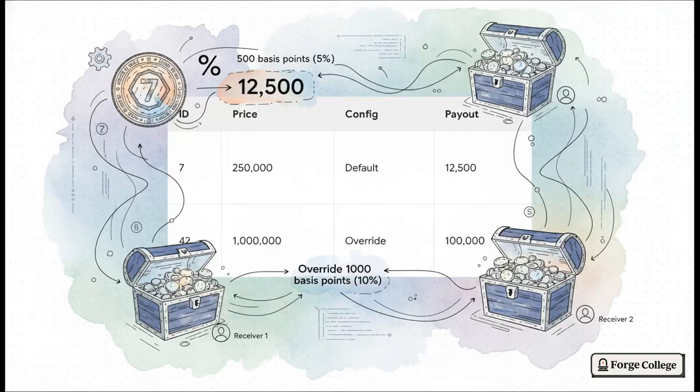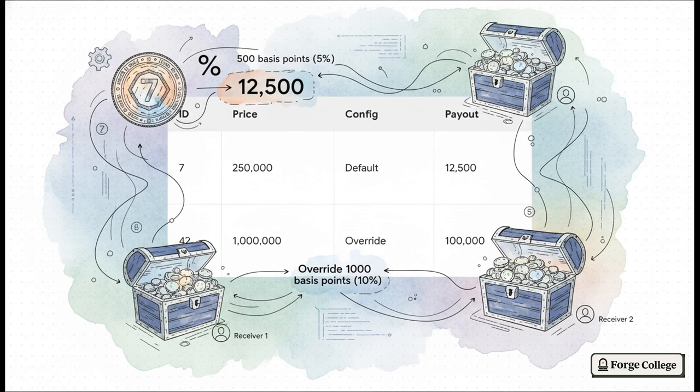Let's look at what those tests should actually output. On the top row, we have token ID 7 selling for $250,000. It's using the default 500 basis points, which is 5%, so we get an expected payout of exactly $12,500, going directly to receiver 1. Perfect.